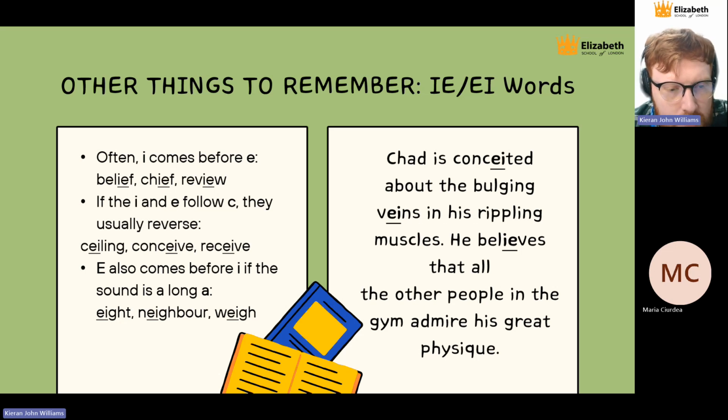Now, an extra rule on top of this is that E also comes before I if it gives us the sound that is similar to the letter A. Like A, neighbor, way. They all have that A sound. So in that situation, if those letters together give an A sound, you write it as EI.